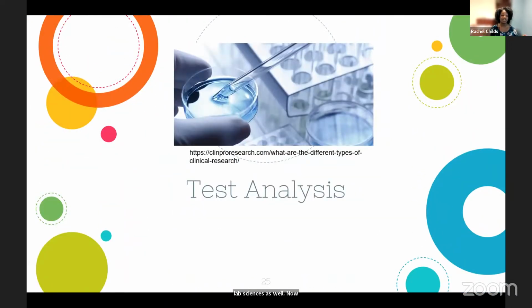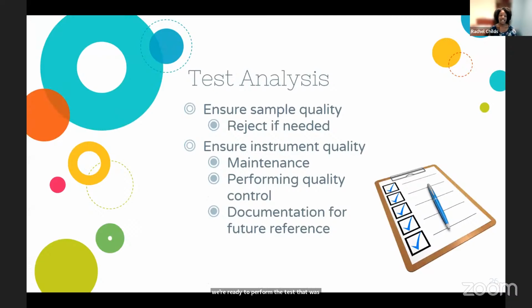Now that the sample has reached the specific department, we're ready to perform the test that was ordered. Analysis. One thing before we can do any test is to ensure that the sample is of great quality. We don't want to have a poor quality result because the sample was poor. So sometimes that may indicate that the sample needs to be rejected. Not because we're being picky about the samples that we receive, we really just want to make sure that we're doing the test properly and that the result is accurate for what's going on in that patient.